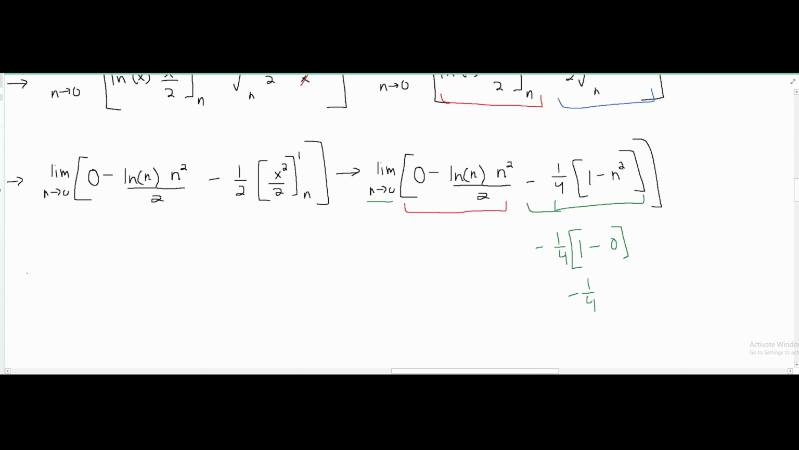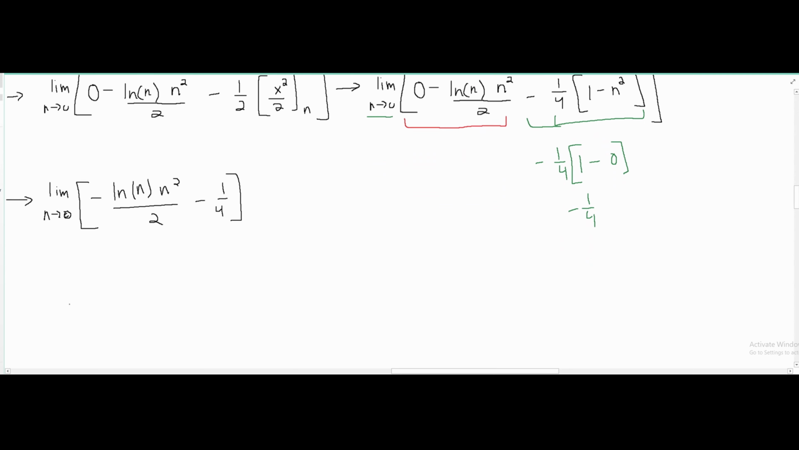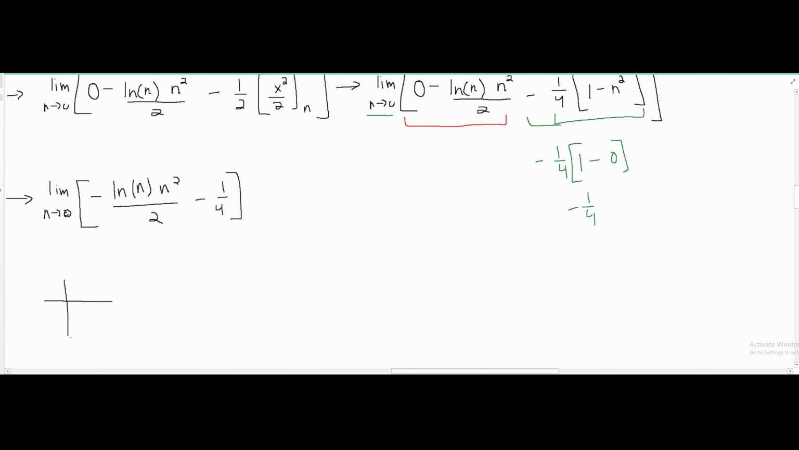Now, if we write that out, we can plug this in as the limit as n approaching 0, and then what we had here. We'll just get rid of the 0, and we'll focus on the negative ln of n squared divided by 2. And then we have our minus 1/4 over here. When n is approaching 0, our ln of x graph is getting super small. So if I graph it like this, and we look at this part right here, because this is where n is approaching 0, it gets super small.